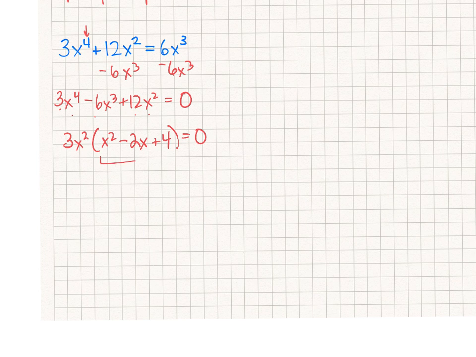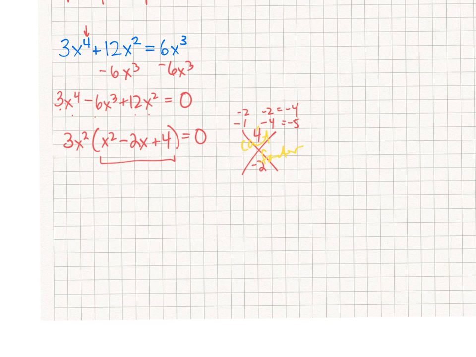And then we're going to see if we can factor this. We're looking for two numbers that multiply to 4, add to negative 2. We have 1 and 4. They need to both be negative. That's negative 5, and then negative 2, negative 2. Those add up to negative 4. So this does not factor. So this is actually the factored form.